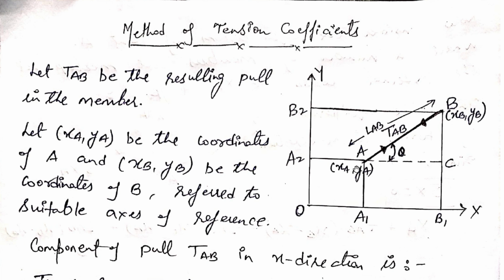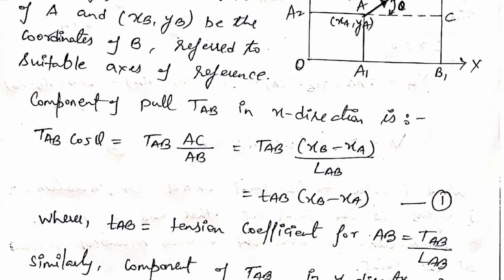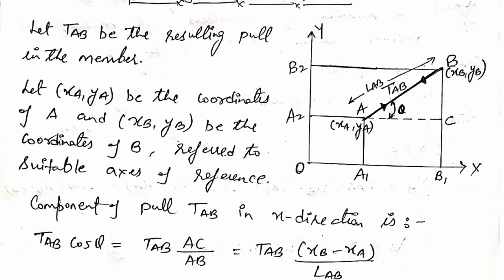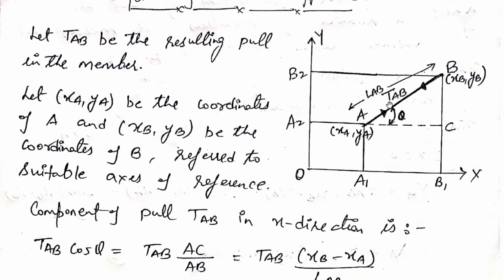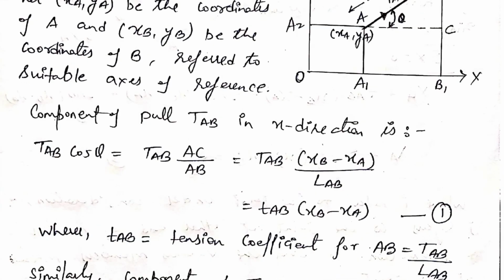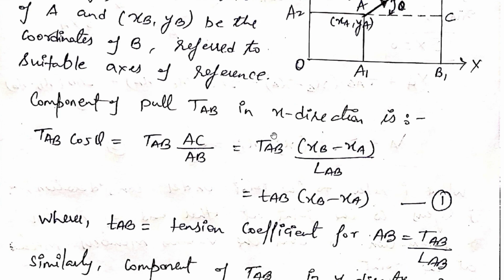This is the coordinate xA, yA at this point, and this is the coordinate xB, yB at this point. The component of the pull TAB in the X direction will be TAB cos theta. Cos theta is base upon hypotenuse. The base AC is rewritten as xB minus xA in terms of coordinates, and the hypotenuse AB is LAB, the length of AB. So the pull in the X direction will be TAB times (xB minus xA) upon LAB, and we know the pull upon length is the tension coefficient, denoted by small tAB. So it is tAB into (xB minus xA).